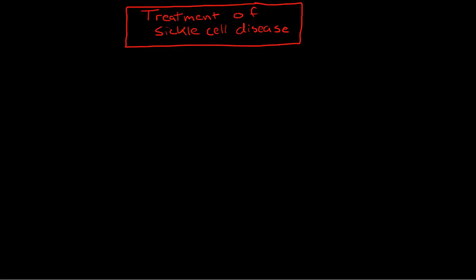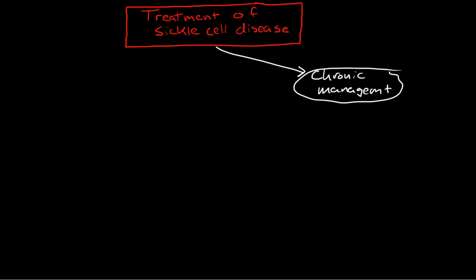In this video, I'm going to be talking about the treatment of sickle cell disease. Sickle cell disease is an inherited genetic disorder. There are two possibilities that we have for managing sickle cell disease, and one is chronic management, and I'll talk about chronic management in a minute. And the other is cure.